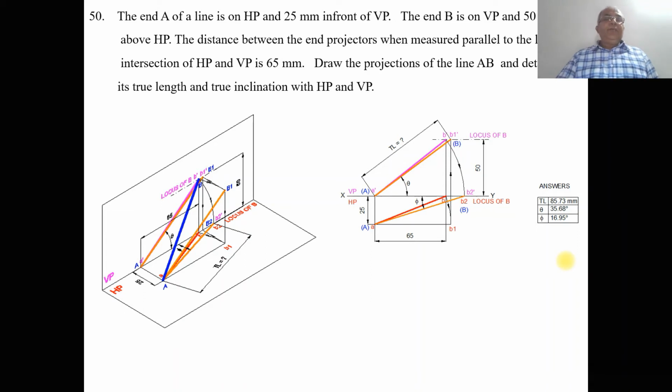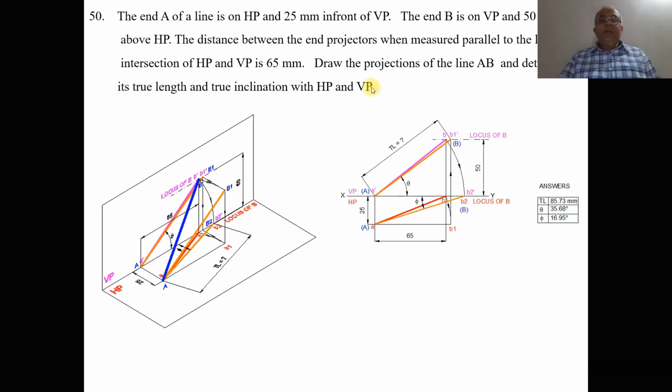Now, in this video, we will discuss one more problem on projections of lines, taking problem number 50. The end A of a line is on the horizontal plane and 25 mm in front of the vertical plane. The end B is on the vertical plane and 50 mm above HP. The distance between the end projectors when measured parallel to the line of intersection of HP and VP is 65 mm. Draw the projections of the line AB and determine its true length and true inclination with HP and VP.